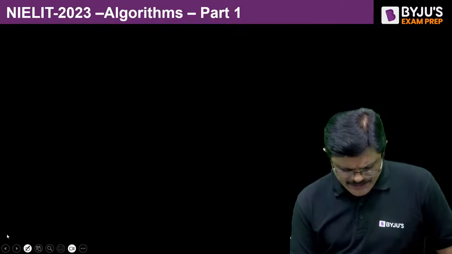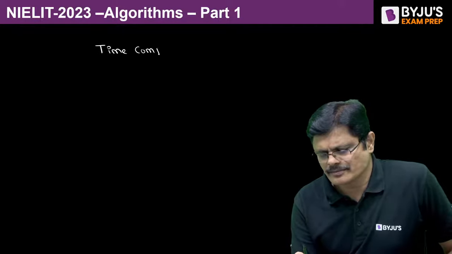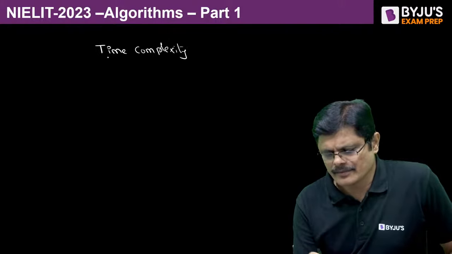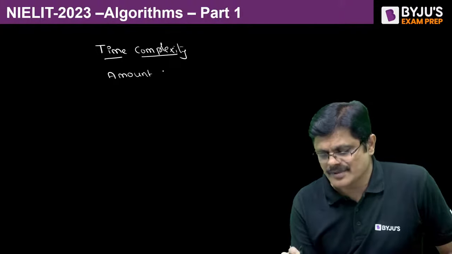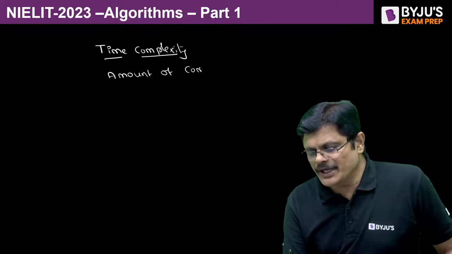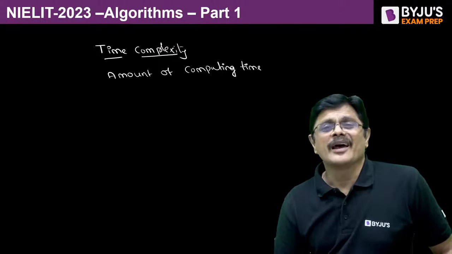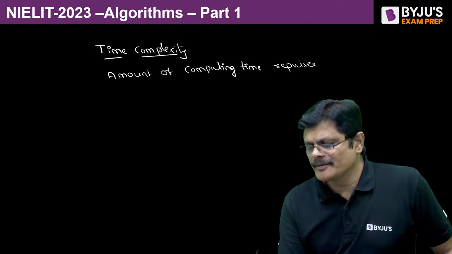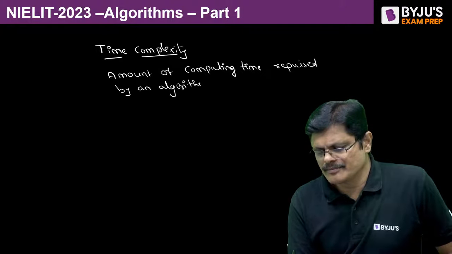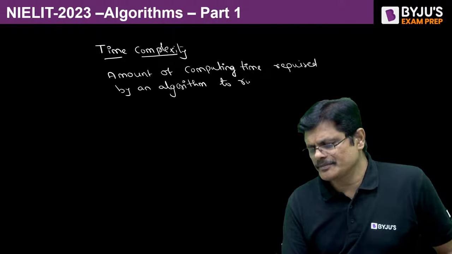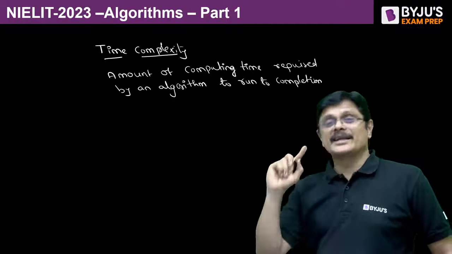So now we start with the time complexity problem. The basic idea of time complexity, the definition, you can call it the amount of computing time or processing time required by an algorithm to run to completion. This is what you mean by time complexity, my dear friends.